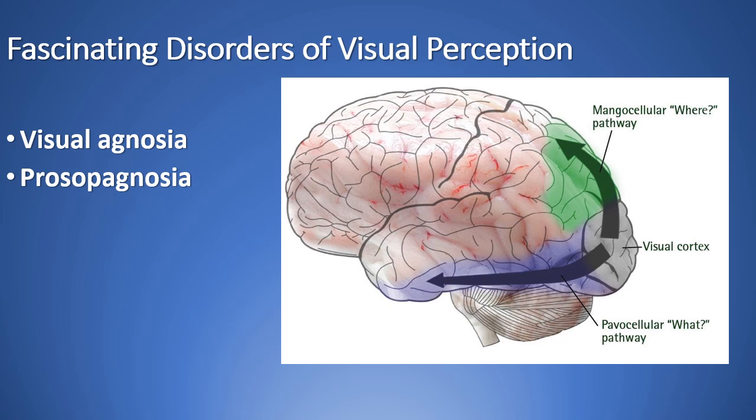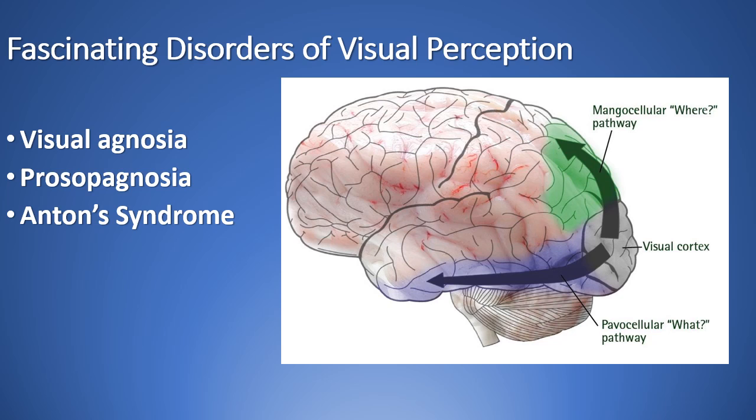Prosopagnosia is a special form of visual agnosia. This is where they cannot discriminate faces. So they can point to where someone's nose is on their face. They can describe, okay, this person is black, or this person has Chinese or Asian eyes or something, but they really cannot tell one person from another.